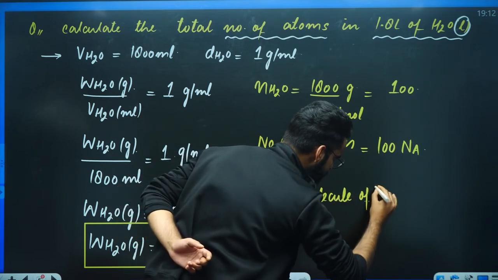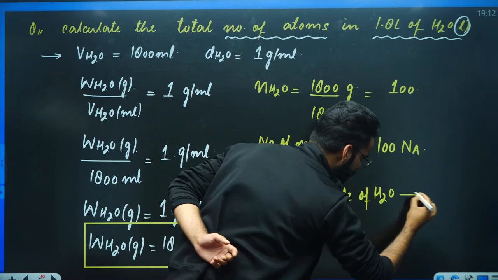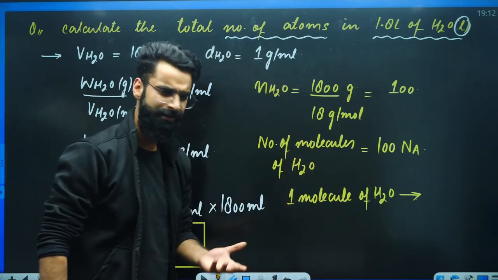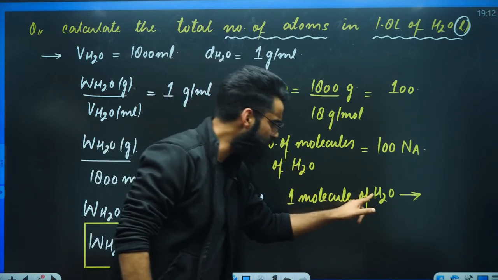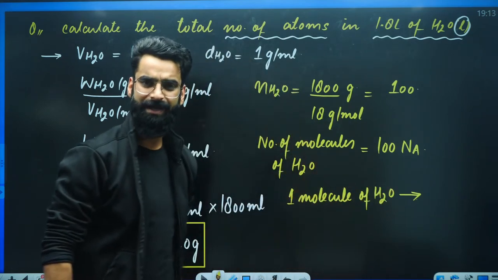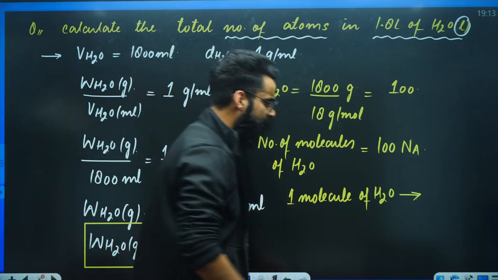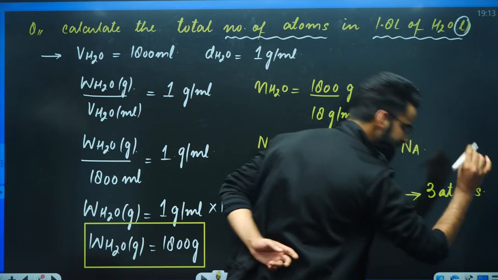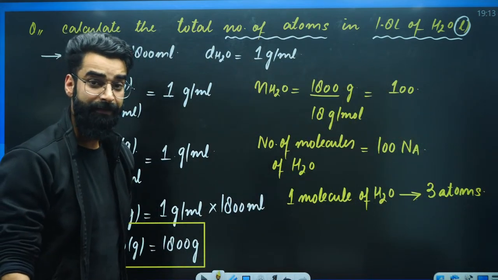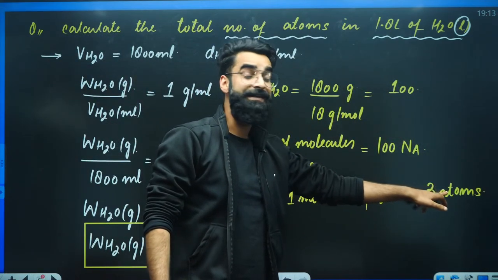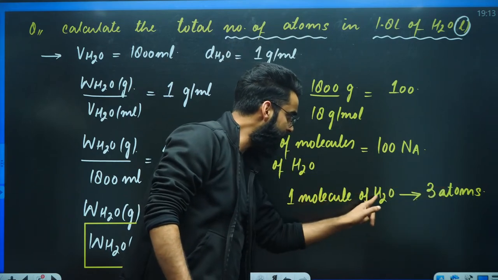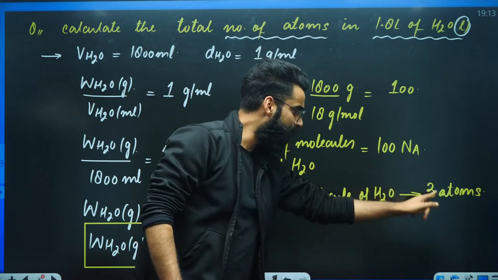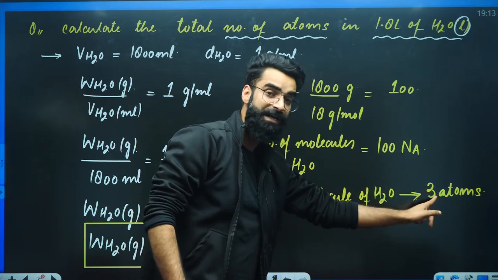One molecule of water, can you let me know how many atoms are present in one molecule of water? It's simple. One molecule of water contains two hydrogen atoms and one oxygen atom, right? So can I say one molecule of water contains three atoms? Yes. Now you tell me, if one molecule of water contains three atoms, two molecules of water will contain multiplied by two, three molecules will contain multiplied by three, four molecules will contain multiplied by four.